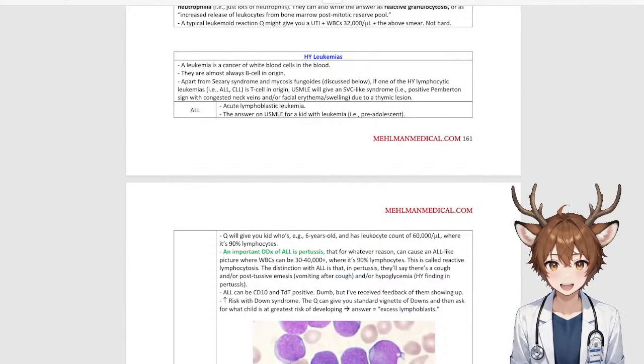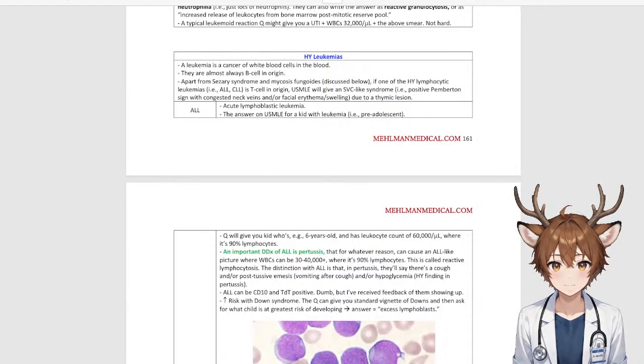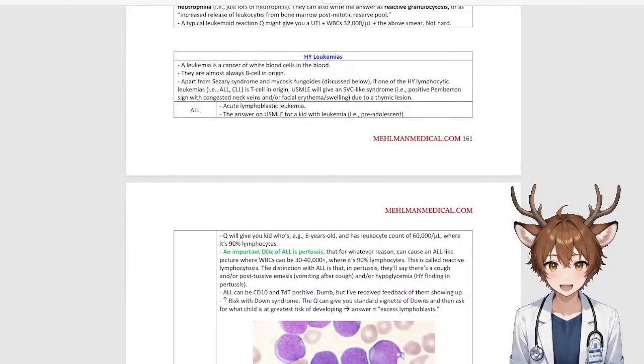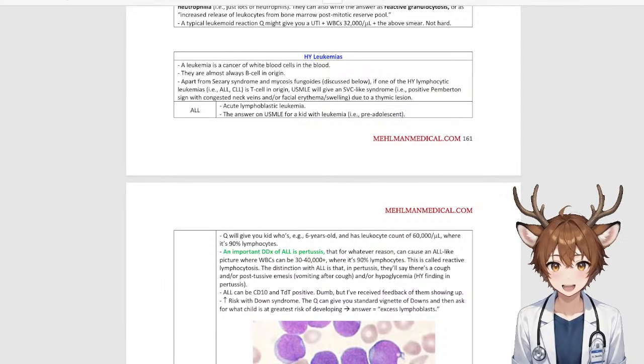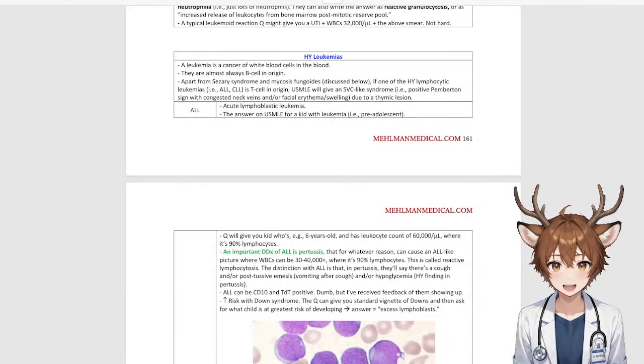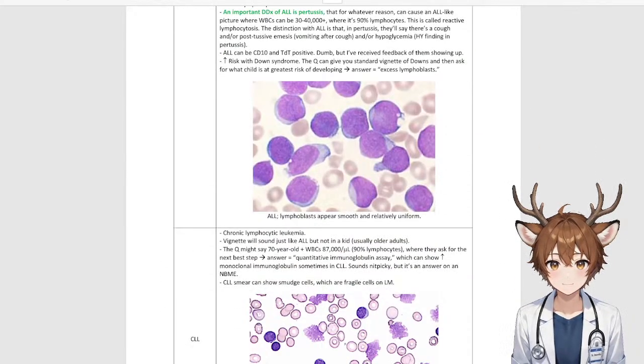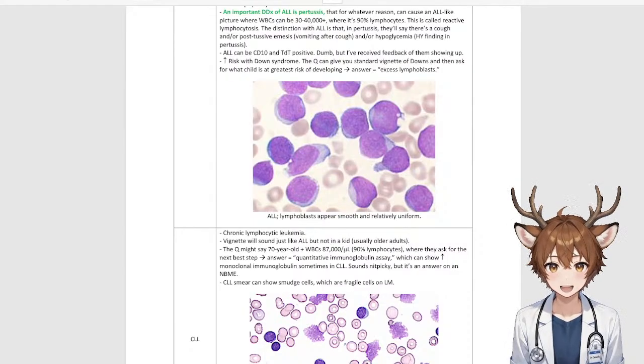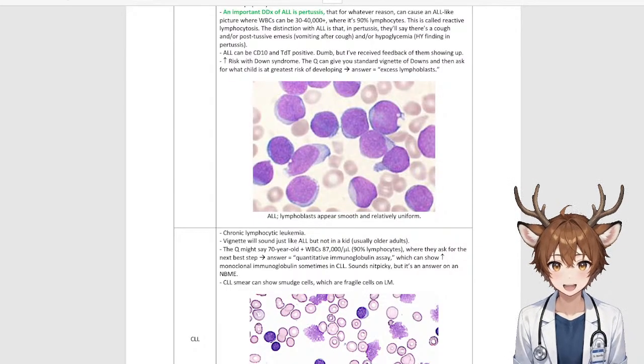ALL can be CD10 and TdT positive. Dumb, but I've received feedback of them showing up with an elevated risk of Down syndrome. The question can give you a standard vignette of Down syndrome and then ask what is the child's greater risk of developing. The answer should be excess lymphoblasts. So here's an ALL. Lymphoblasts appear smooth and relatively uniform.